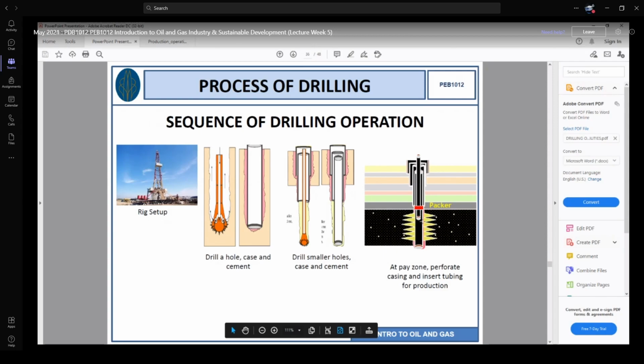We run a tubing inside, then we perforate the last casing. Now the communication between the reservoir and this wellbore would start, and we would start producing hydrocarbon from there into the tubing, and from the tubing we will get it to the surface, right? So that is the tubing.